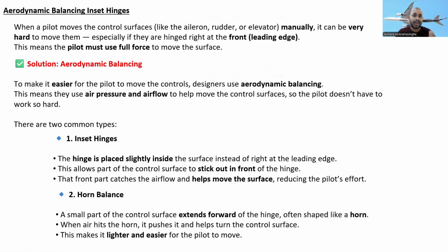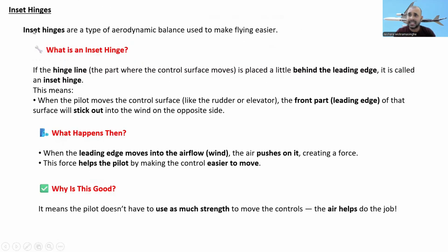There are two common types. What are they? Inset hinges and the horn balance. Just remember it. Right, so now let's go to the inset hinges. Inset hinges are a type of aerodynamic balance used to make flying easy. So what is an inset hinge? If the hinge line, the part where the control surface moves, is placed a little behind the leading edge, it is called an inset hinge.